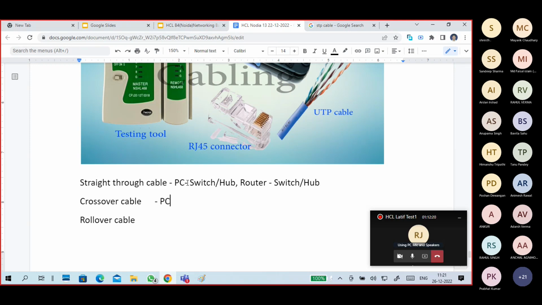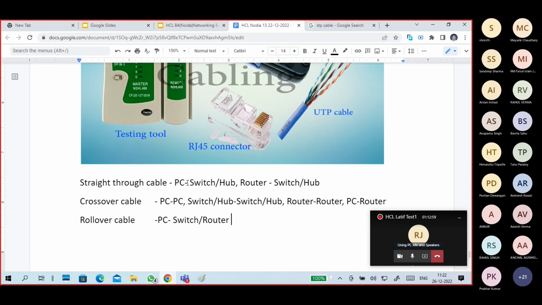Crossover cable. So PC to PC. If you want to connect one PC to another PC directly, you can use a crossover cable. Switch or hub to switch or hub, both are similar types of devices. Router to router for communication, PC to router for communication. Similar devices.